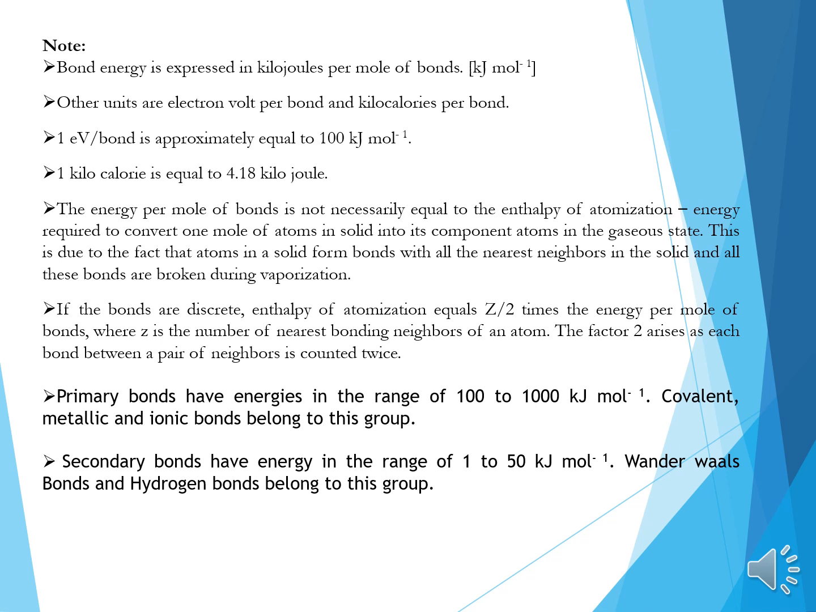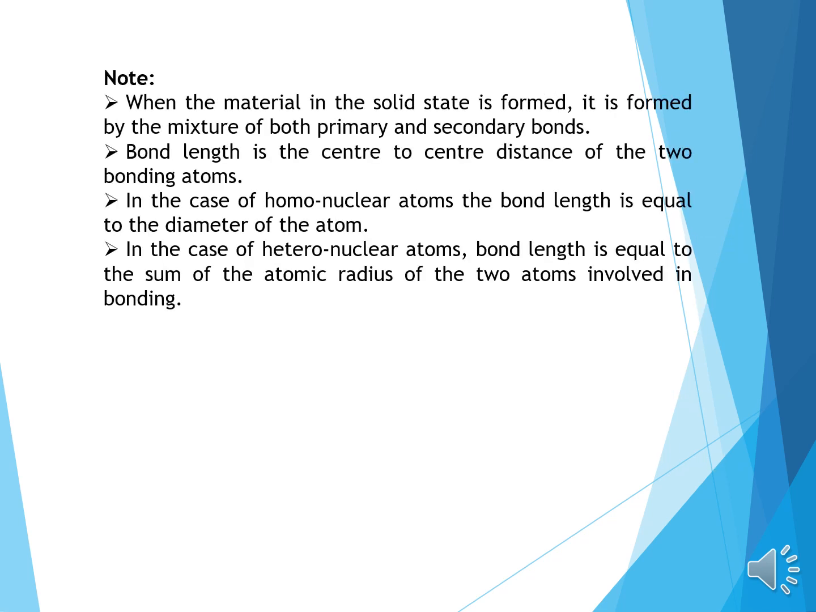Now, this is a point just added. Primary bonds have energies in the range of 100 to 1000 kilojoules per mole. Covalent, metallic and ionic bonds belong to this group. Secondary bonds, which are due to the interaction of molecules, have energy in the range of 1 to 50 kilojoules per mole. Van der Waals bonds and hydrogen bonds belong to this group. It is also to be noted that when a material in solid state is formed, it is formed by a mixture of both primary and secondary bonds.